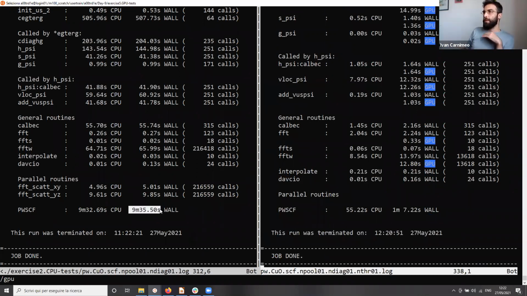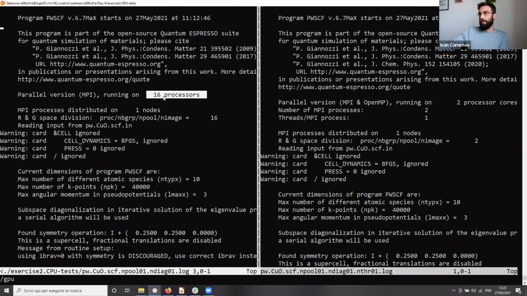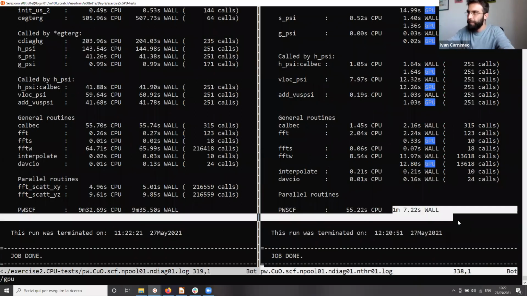We have used 2 GPUs. Let's go up here. In this case, we use 16 processors, so MPI processes, and here we use 2 MPI processes. But since in the GPU case these 2 MPI processes offloaded the calculation to the GPUs, which are much faster, here we have 1 minute instead of 9 minutes. So it is now much easier to accomplish this exercise.